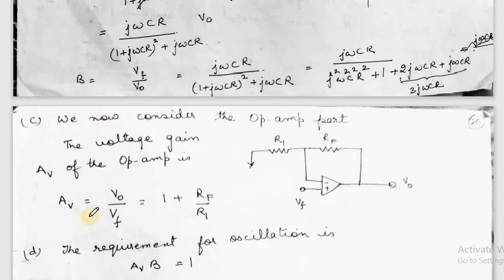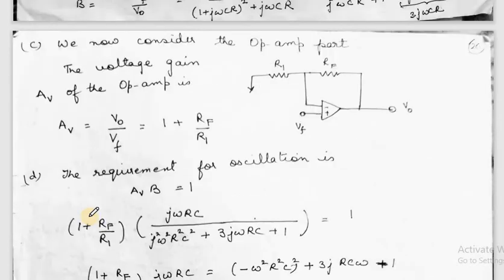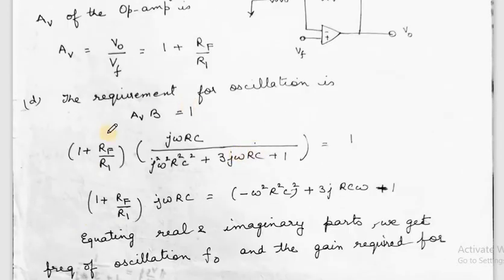Now we'll apply the required condition for oscillation, that is AB equals 1. Putting the values of A and B, we get this equation. We'll cross multiply it, without disturbing 1 plus RF upon R1. In turn I get an equation like this. Here I can see that both imaginary and real parts are there on the left and right hand sides. I'll equate real and imaginary parts from both sides to obtain the condition for oscillation and the frequency of oscillation.